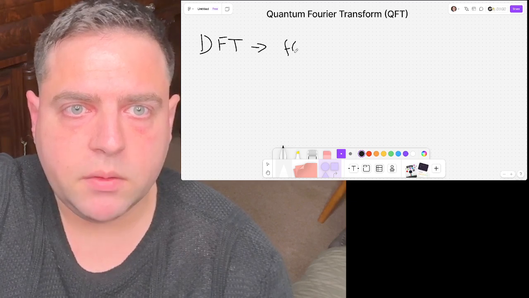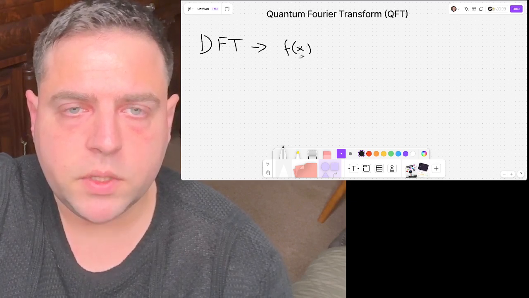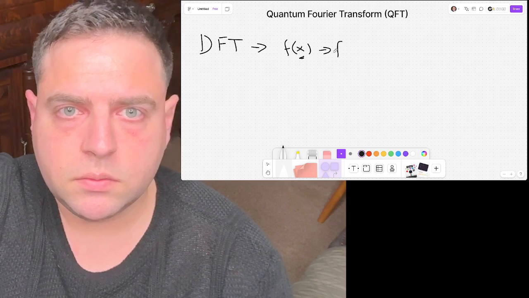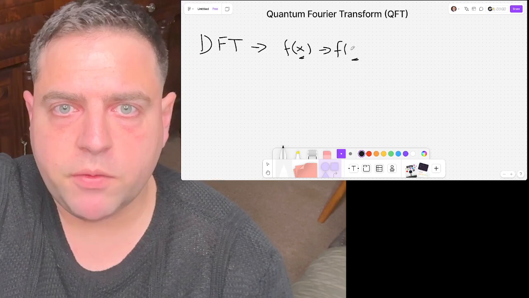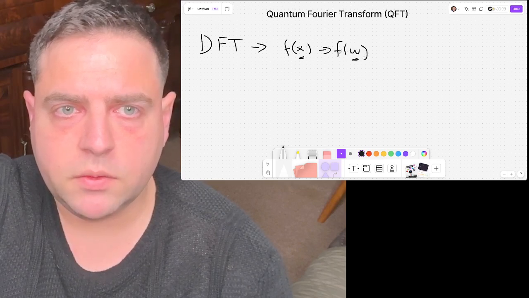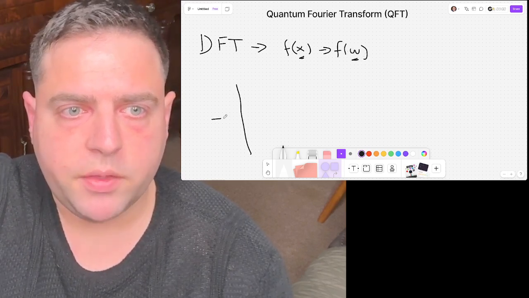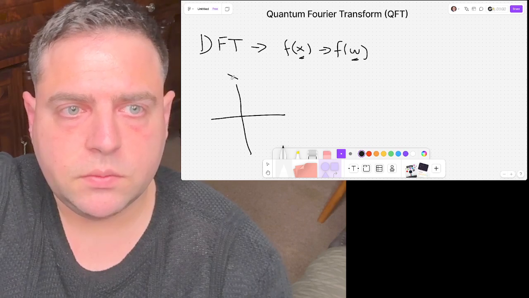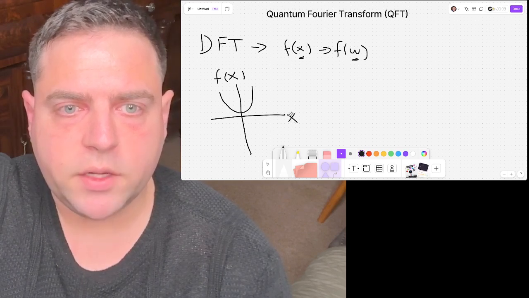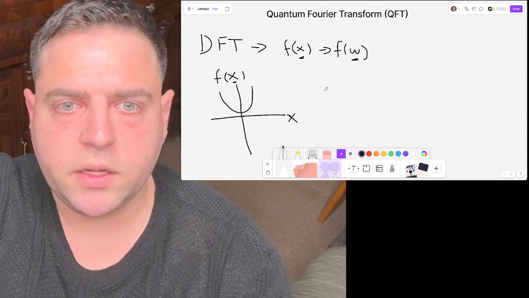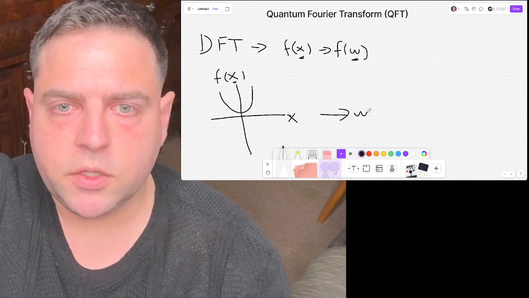which is a mapping between space and generally some other variable, but for now we'll just say frequency. A good way to think about this: say we have f of x, and we're plotting it and imagining it over x, and it's expressed as a function over x. Now let's switch to frequency space.